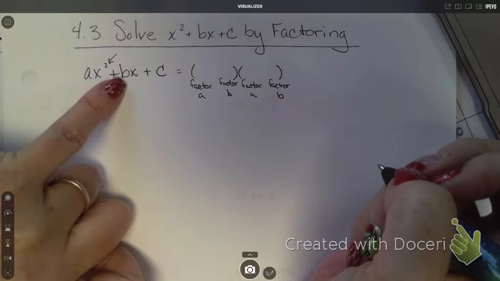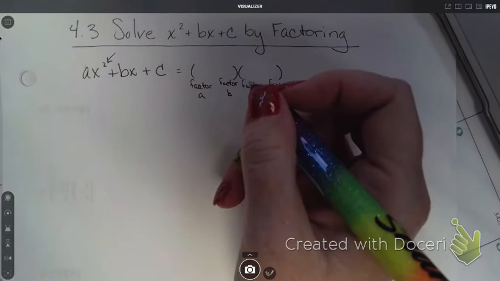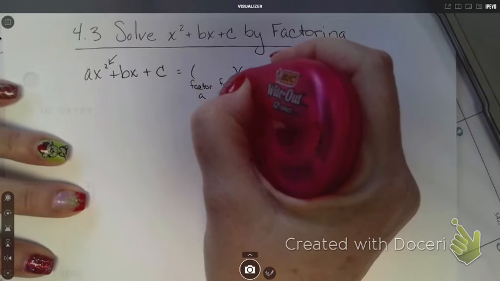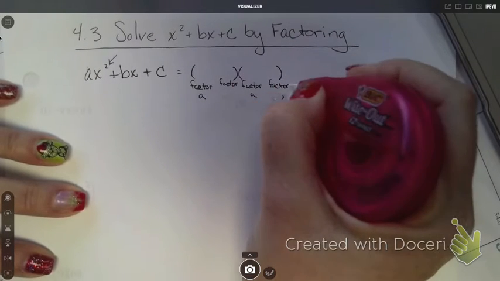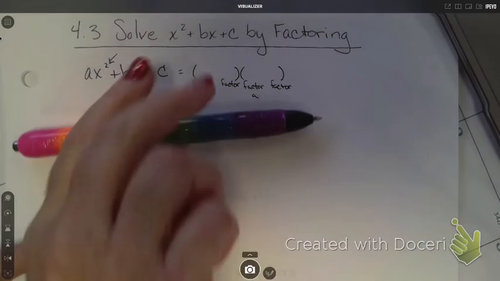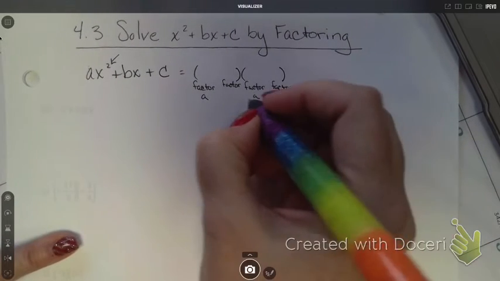Oh, that shouldn't be a B, that should be a what? C. See, you guys know it. I didn't use my erasable pen today. Sounds like a personal problem. I know it is. Factors of C.